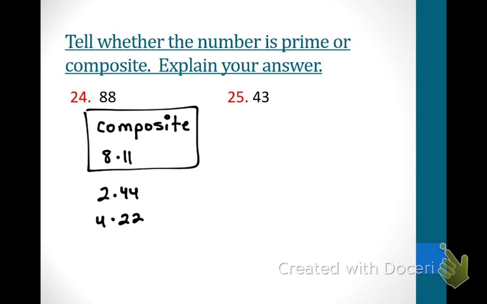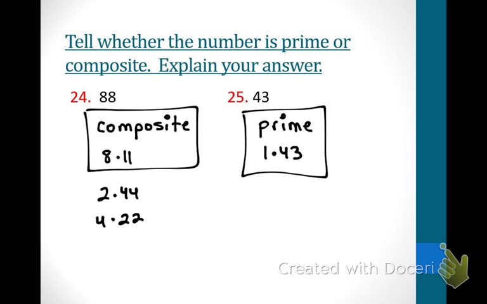Next up, Alex, what about the number 43, prime or composite? Okay, why is it prime? Explain your reasoning. 1 times 43 proves that that is the only thing that can go into 43. There are no other factors inside of 43. Okay, very good job.